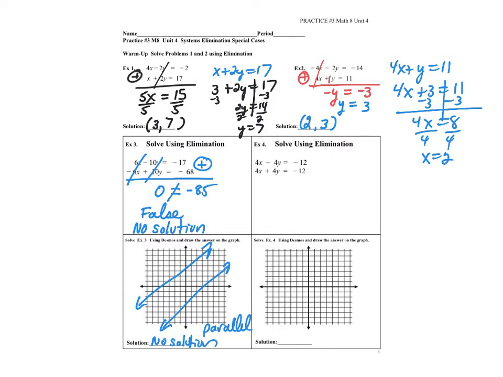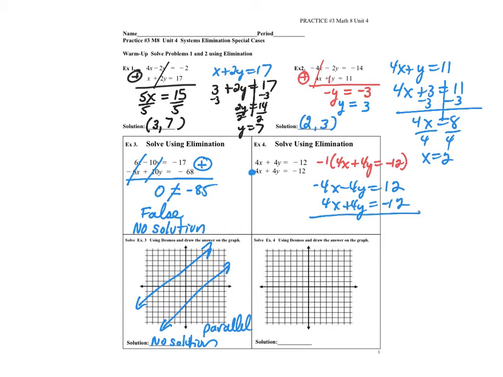Okay, for number 4, I'm thinking, can I add to wipe out a variable? I can't add, but what I can do is multiply the top equation by negative 1. And when I do that, I'll have negative 4x minus 4y equals 12. And then I'm just going to take this second equation and rewrite it right underneath. Remember, you want to keep the x's lined up and the y's lined up.